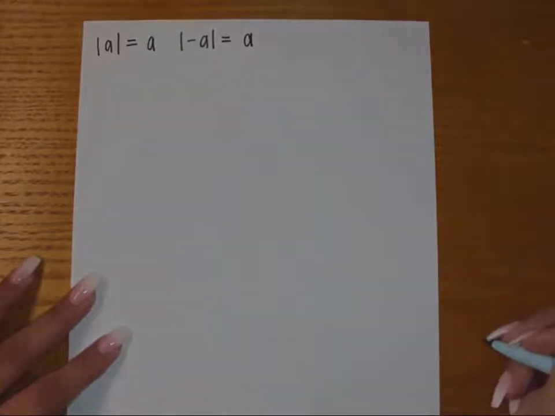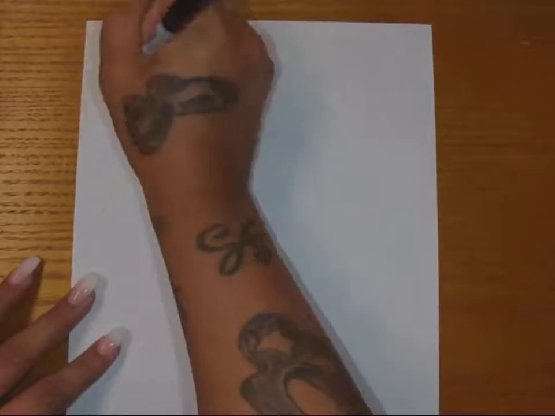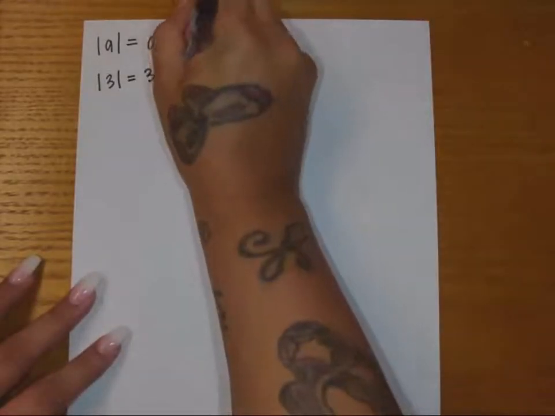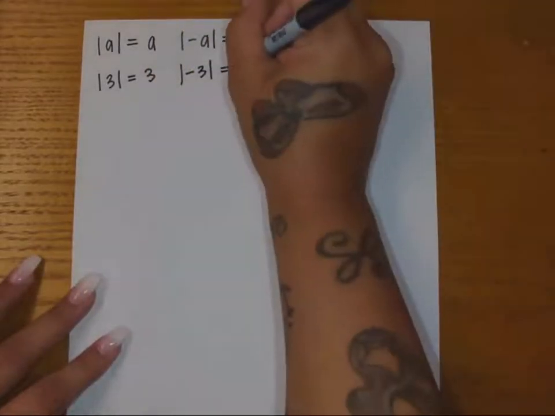With the absolute value bars, what you do is you avoid the negativity. So if it asks you what is the absolute value of 3, that would be 3, because the distance from 0 to 3 is 3. The absolute value of negative 3 would also be 3.